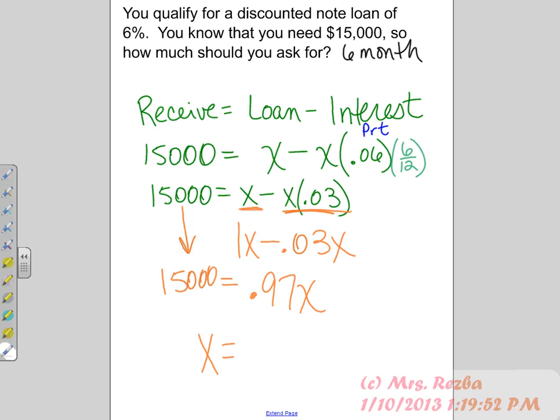I get $15,463.92. That is how much money I should ask for on this discounted note. If I ask for $15,463 for a 6% discount for 6 months, I will then receive the $15,000 that I need.